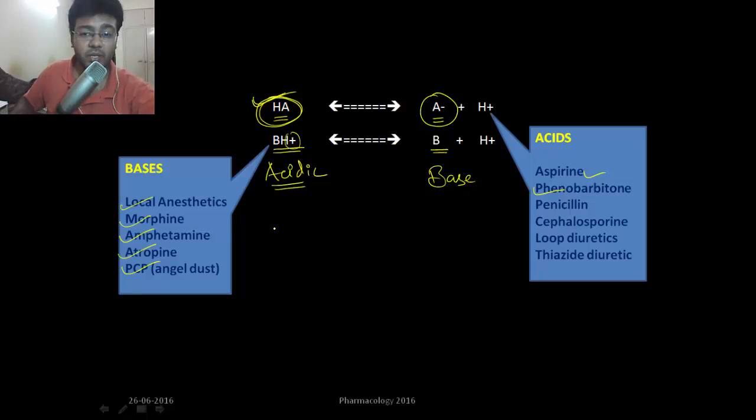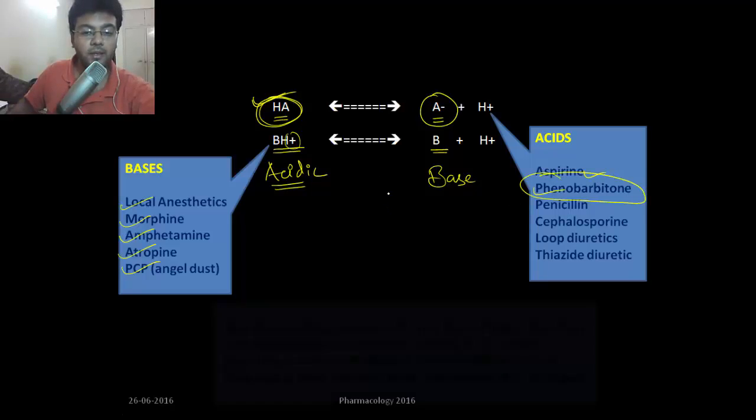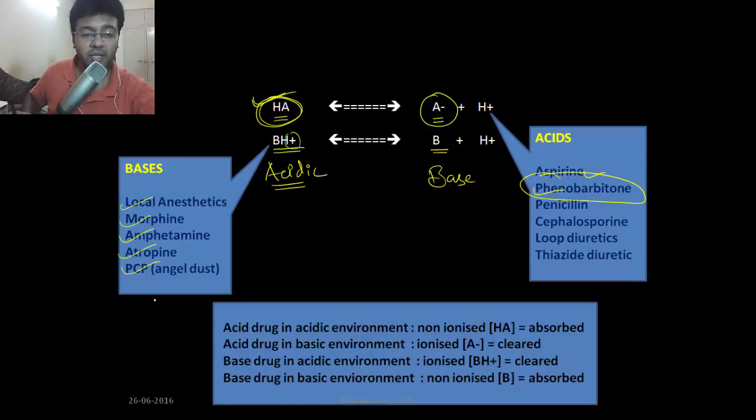Right? These are weak acids and weak bases. Phenobarbital, the most important one. So takeaway message for you: if you put an acidic drug in an acidic environment, it will remain non-ionized, because acid, no reaction, non-ionized. It will be absorbed. Acid in base, ionized. Base in an acid, ionized. Base in a base, non-ionized.